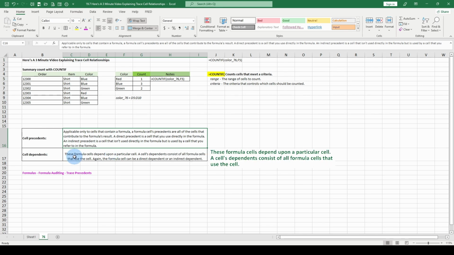Cell dependent: these formula cells depend upon a particular cell. A cell's dependents consist of all formula cells that use the cell. Again, the formula can be a direct dependent or an indirect dependent.